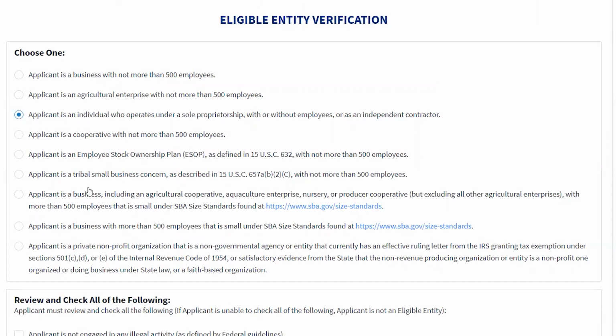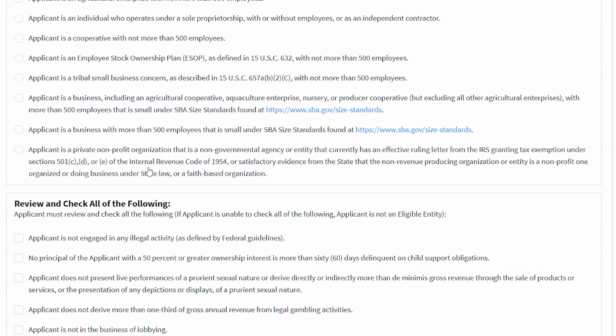Okay, if you are an agriculture business, right, you select that. If you're a not-for-profit, you have to select obviously the not-for-profit option. So most of you guys are going to choose the applicant as a business with no more than 500 employees, or you are the individual who operates under a sole proprietorship. So I'm going to go and select the business with no more than 500 employees.